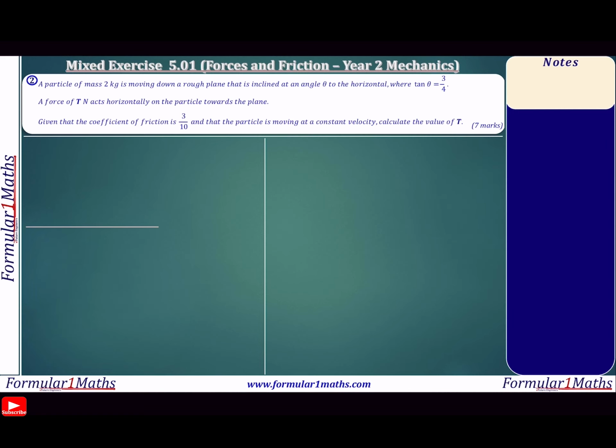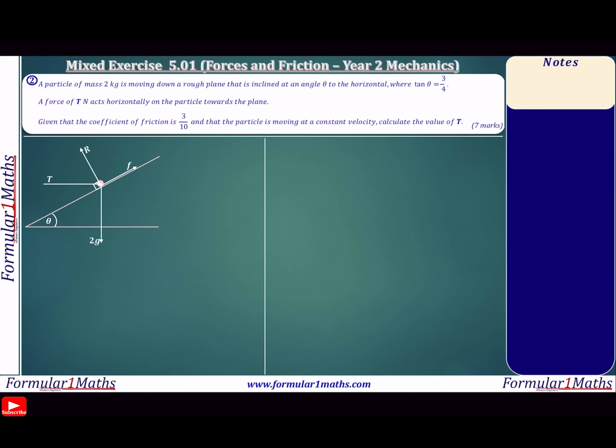This is the horizontal ground and this is the plane, which is inclined at an angle theta to the horizontal. And this is the particle, which has a mass of 2 kilograms, which means that the weight will be 2g newtons acting downwards. Now the particle is on a plane. That means there will be a normal reaction force perpendicular to the plane. We also know that the particle is moving down a rough plane. So because it's moving down, friction will be acting in the opposite direction. There's also a force of T acting horizontally on the particle towards the plane. So these are the forces acting on the particle.